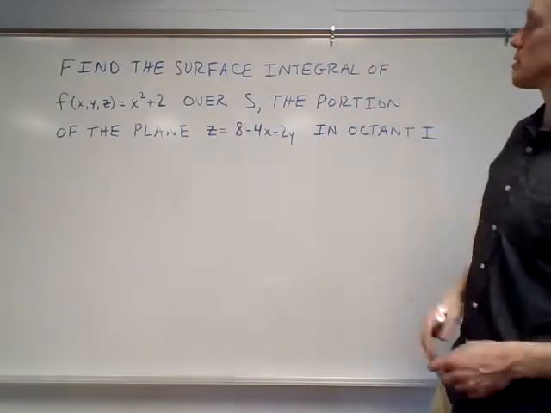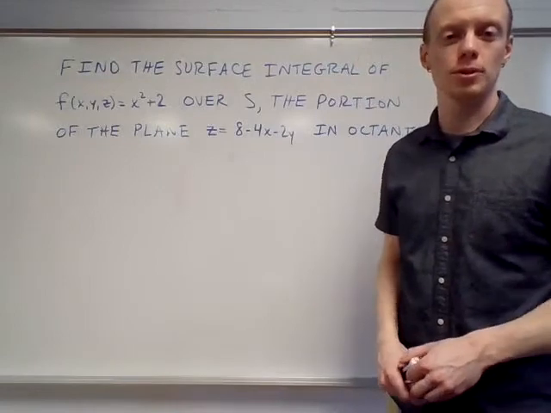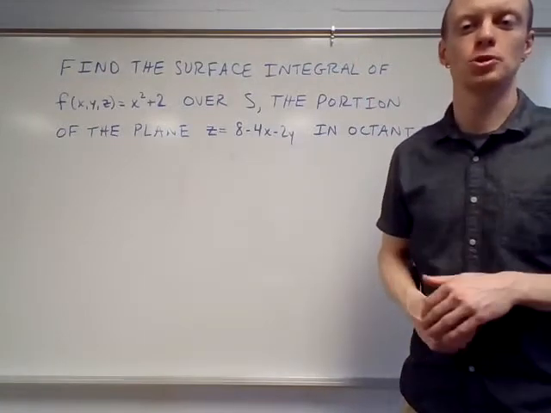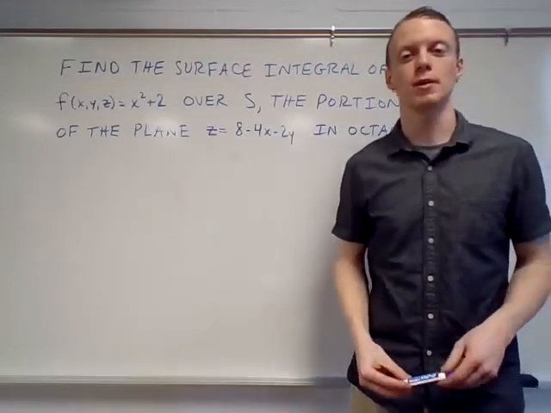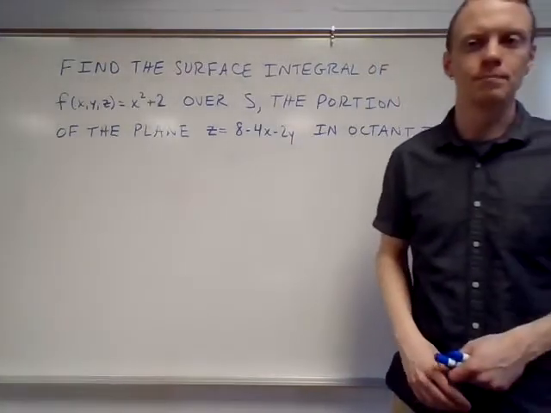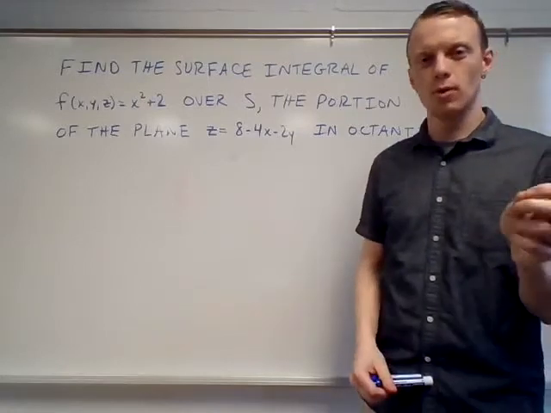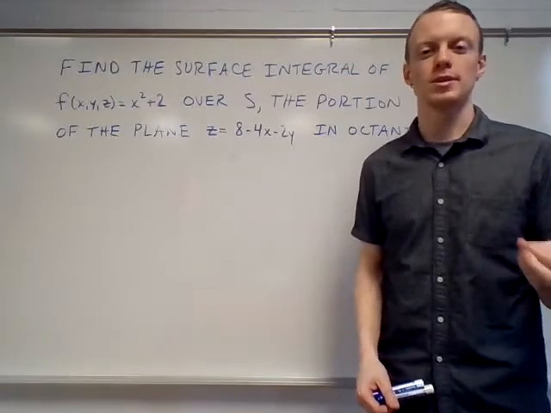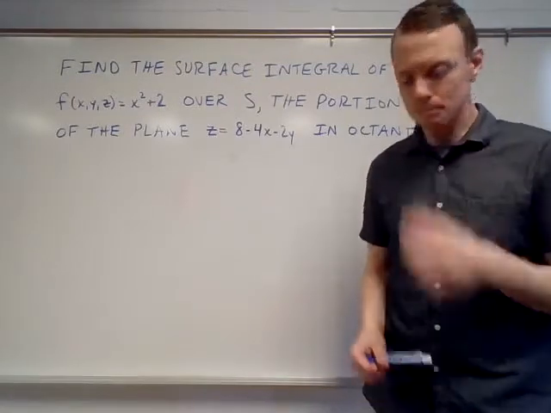We are back here, moving on to our second sample problem. Now we're going to find the surface integral of f of x, y, z equals x squared plus 2 over S. And S in this case is going to be the portion of the plane with equation z equals 8 minus 4x minus 2y that lies in octant 1. We're going to find that there's a little bit more work that we have to do for this problem. This extra work is going to come down to finding the u and v bounds.